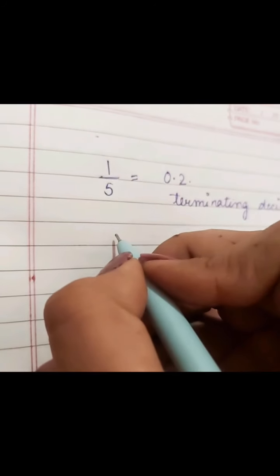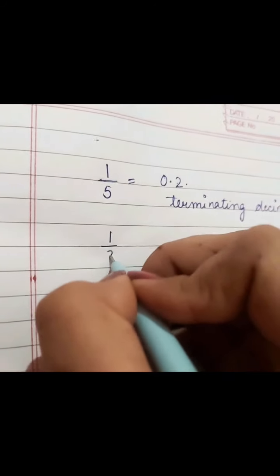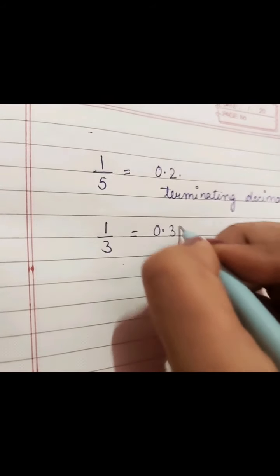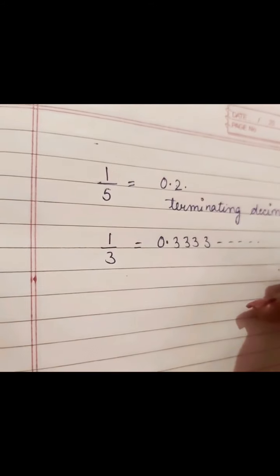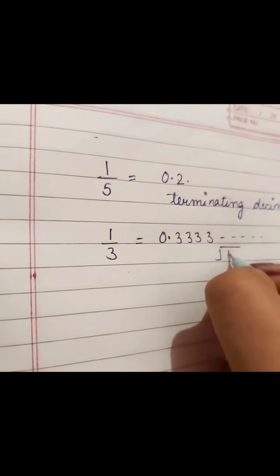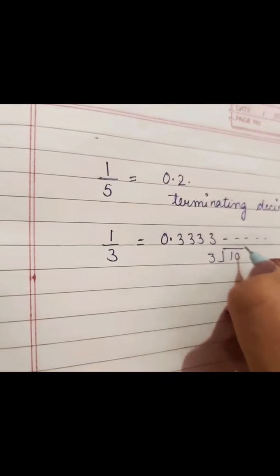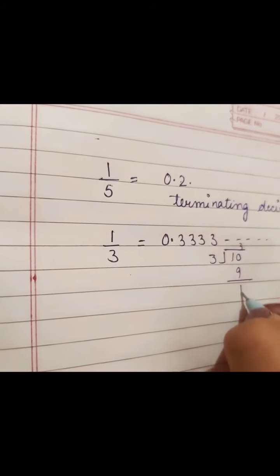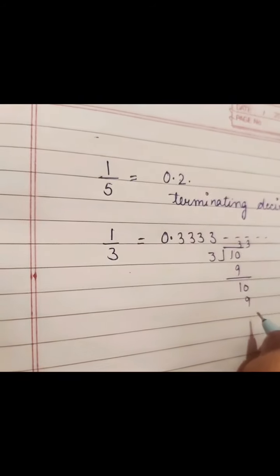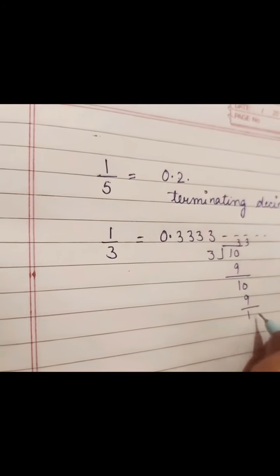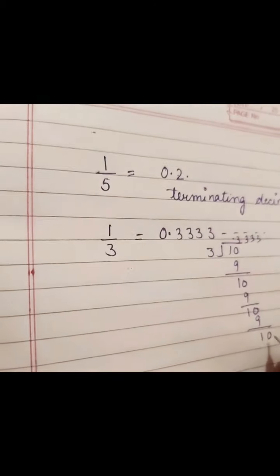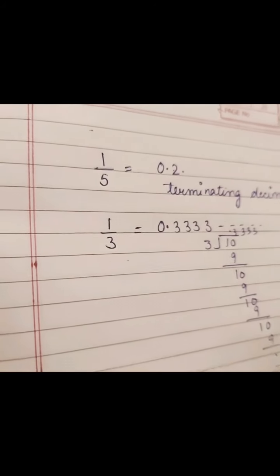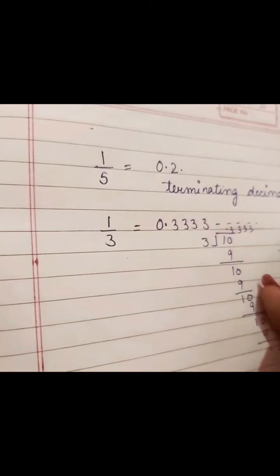Now suppose we are given a rational number 1 upon 3. If we convert 1 upon 3 into decimal, we get 0.3333 and so on. This is a never ending decimal. See, 1 divided by 3. We get 3 3s are 9, 1, 0, 3 3s are 9, again 1, 0, 3 3s are 9, and we keep on dividing, we get 0.3333 and so on.